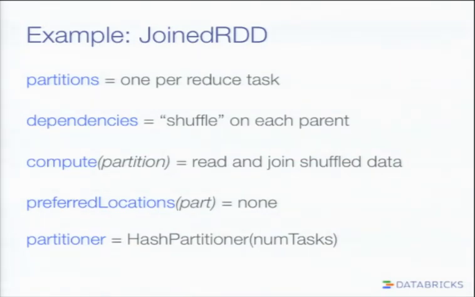But often your data flow is more complicated than that. And one of the very common operations is join. So let's talk about how the JoinedRDD works. Again, for JoinedRDD, it's only five properties you need: partitions, dependencies, compute, preferred location, and a partitioner. For JoinedRDD, the partitions are essentially a user-defined number of reduce tasks.